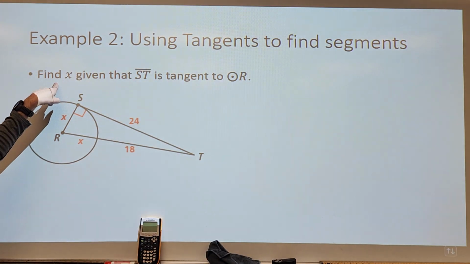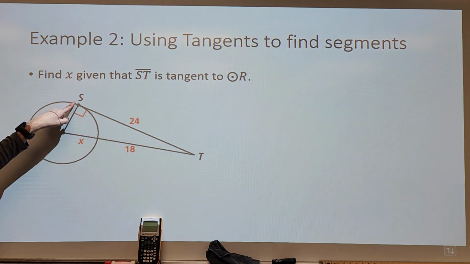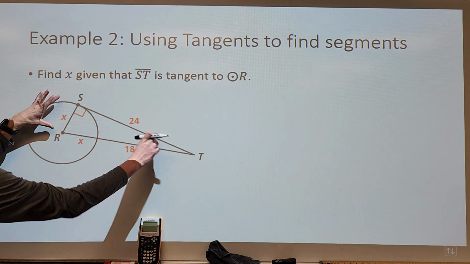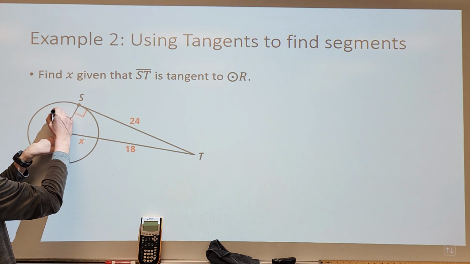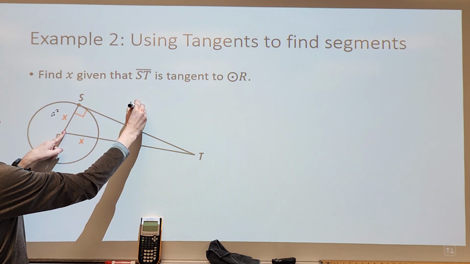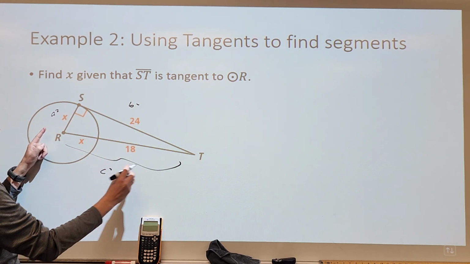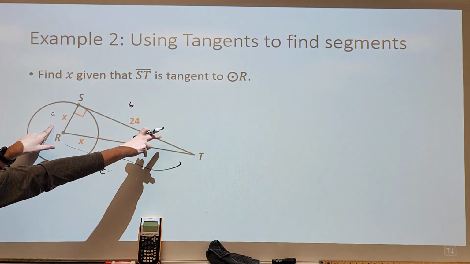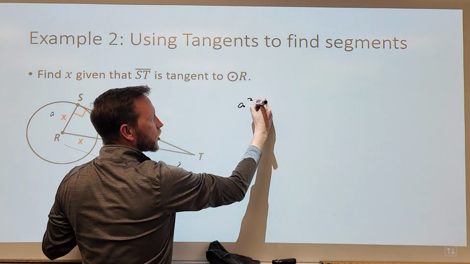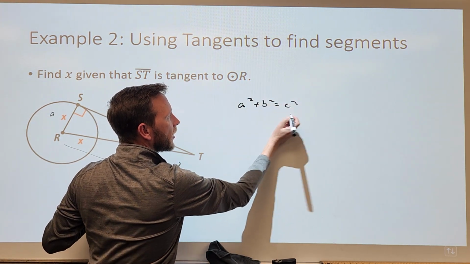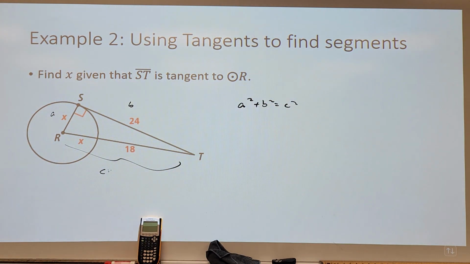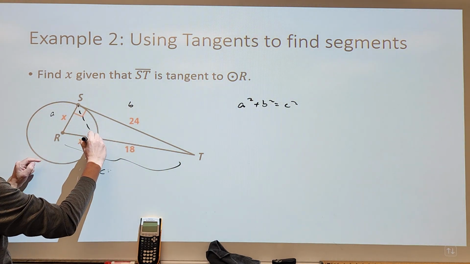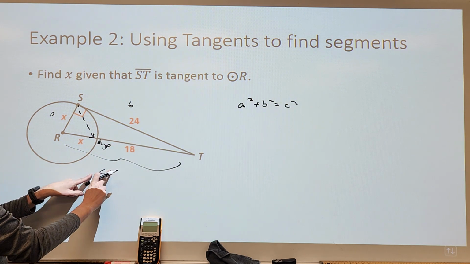But right here, find x given that ST is tangent to the circle. So that means that I have a right triangle where I know that a squared plus b squared is going to equal the whole c squared. So if this is side C, that's side A, that's side B, then I can find the value for x by using the Pythagorean theorem. So here is my right triangle. This is the hypotenuse. So this is where C is.